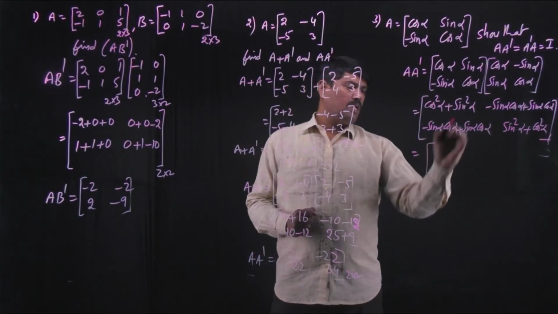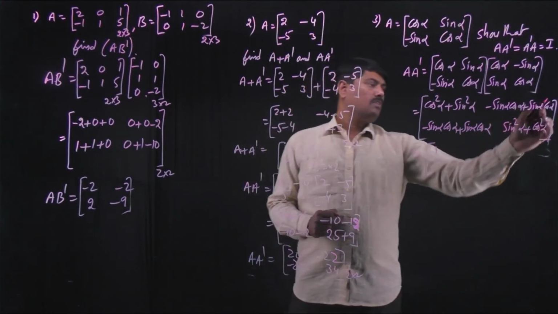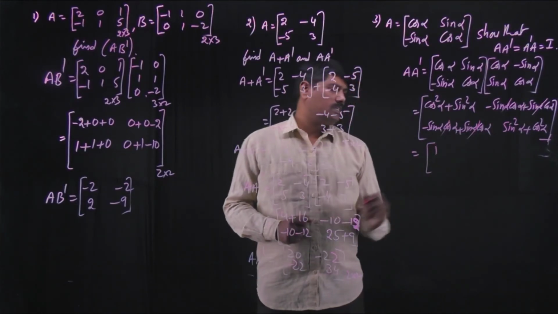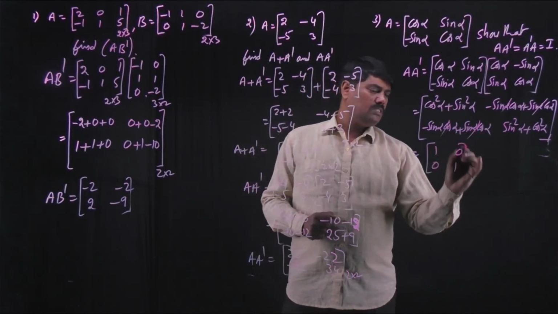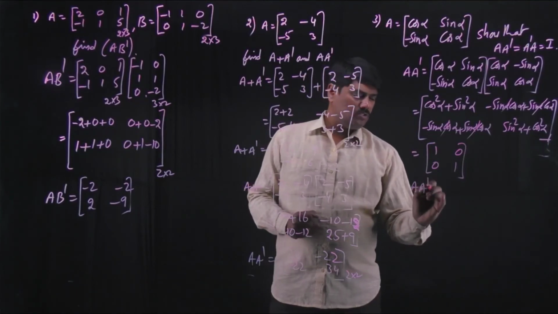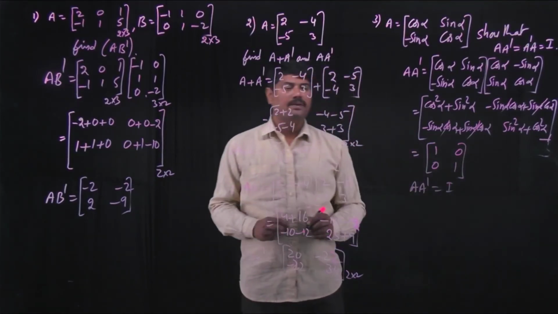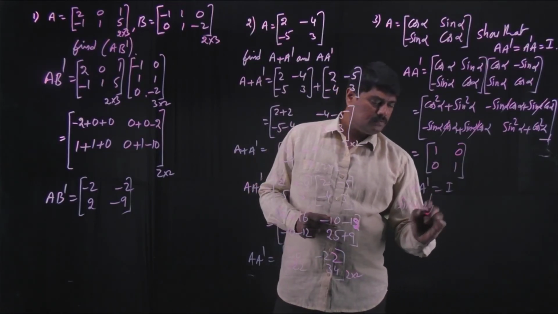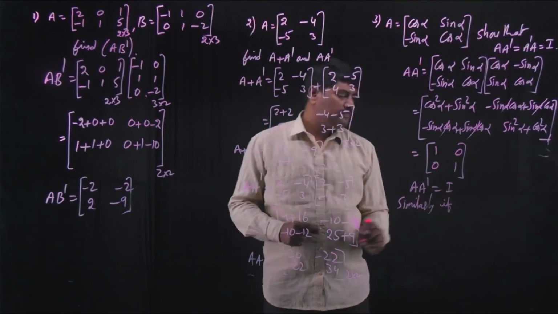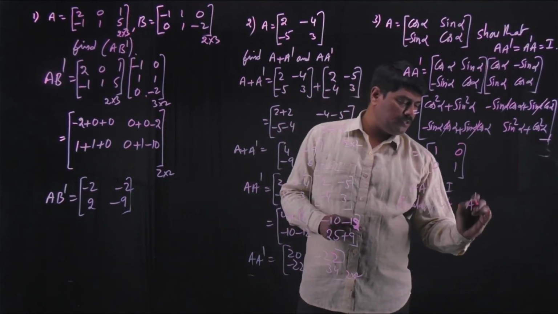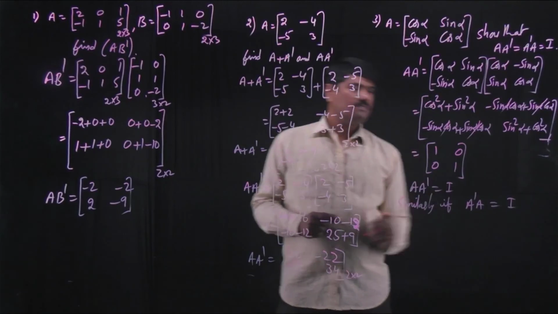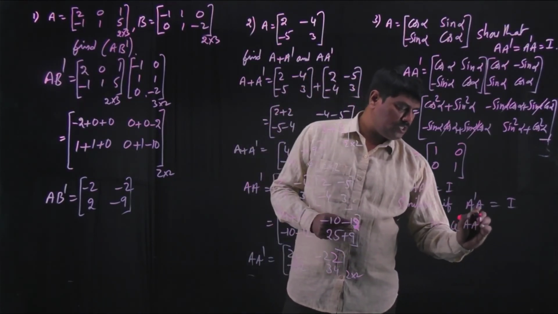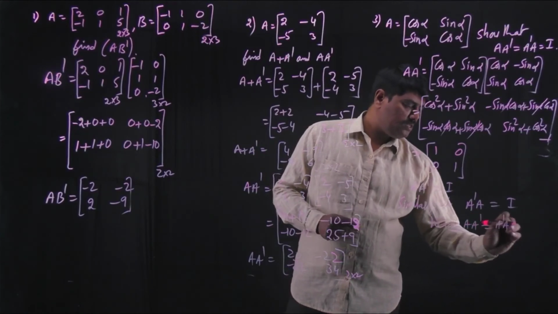Now sin square alpha plus cos square alpha is 1. One positive, one negative, same numericals get cancelled. Here also both terms get cancelled. So 1 0 0 1 is the matrix which is I. So we prove A into A dash is equal to I. Similarly, if we proceed, A dash into A is also I, hence you can say that A into A dash is equal to A dash into A is equal to I.